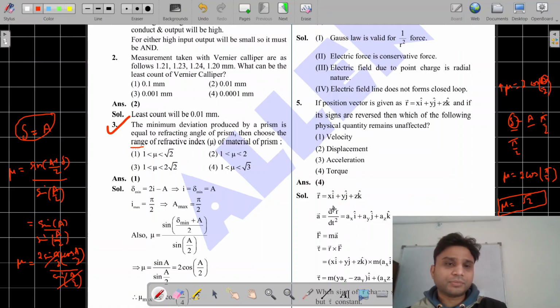So this is one of the values of mu which we can find.